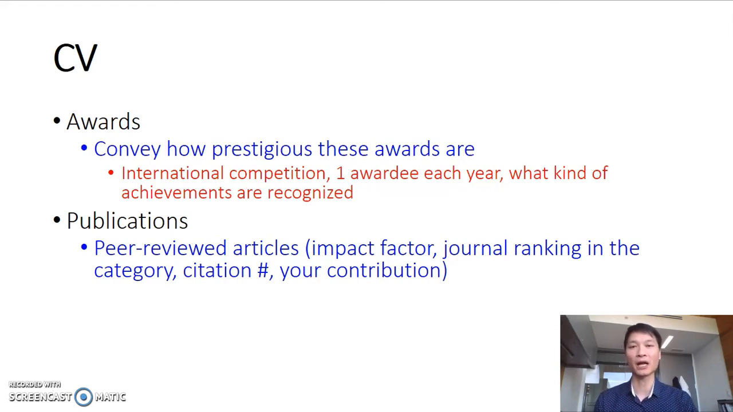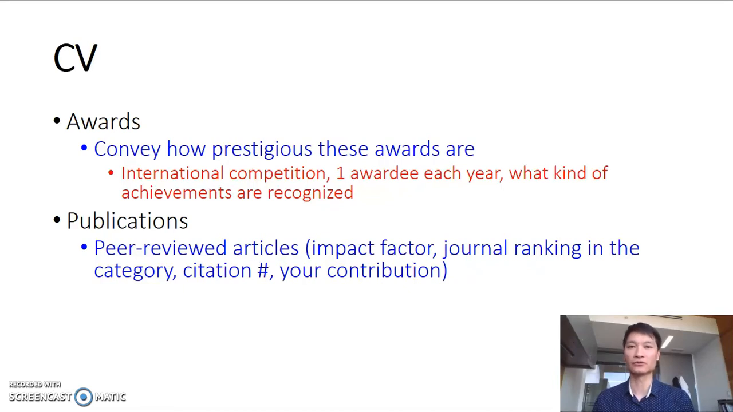And the next item is the key information in your CV that we are looking for. That is your publications, especially the first one, the peer review articles, meaning you submit to a journal, and then these articles will be reviewed by your peers, such as professors, postdocs doing similar research as you did, and then they evaluate your work and justify its publication in this journal.